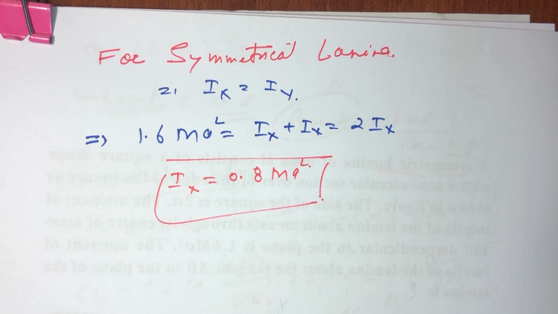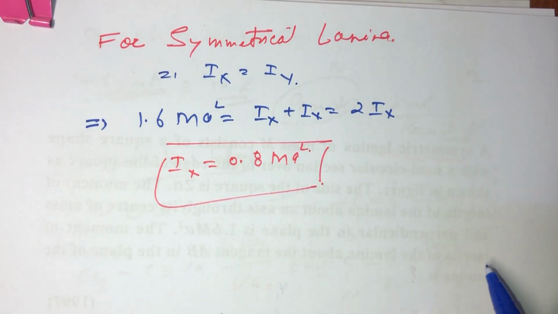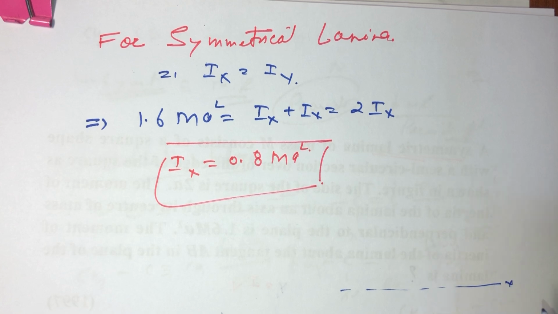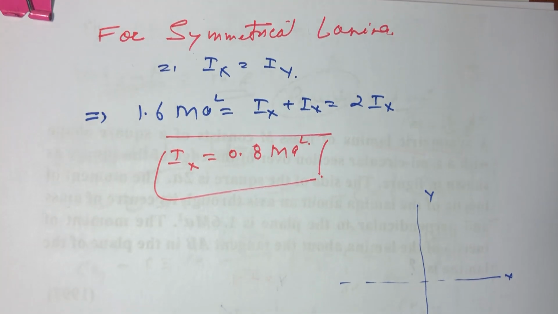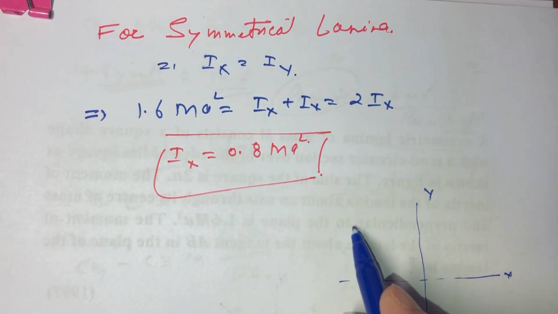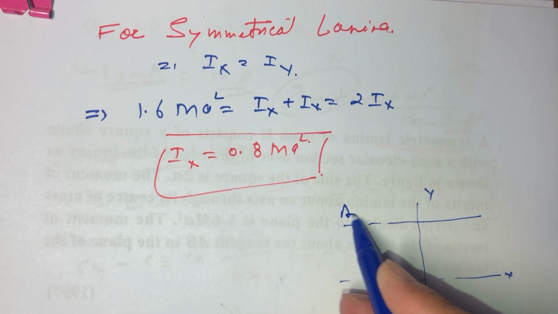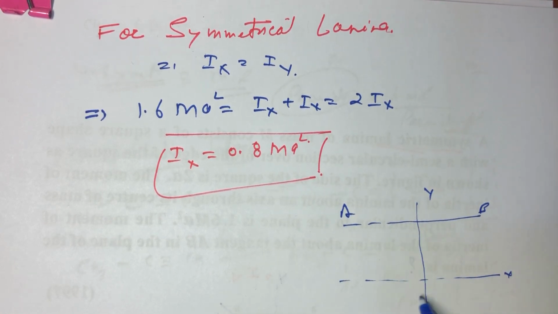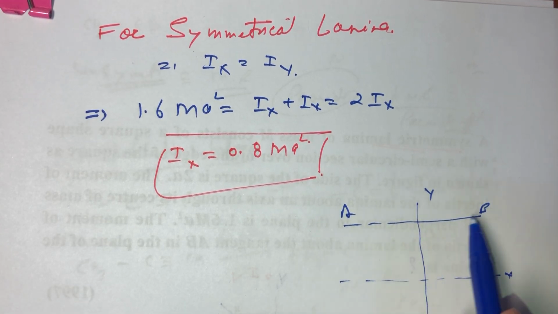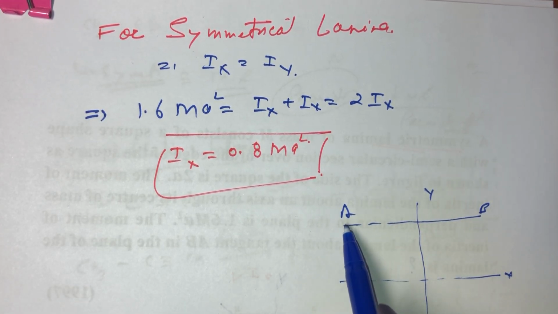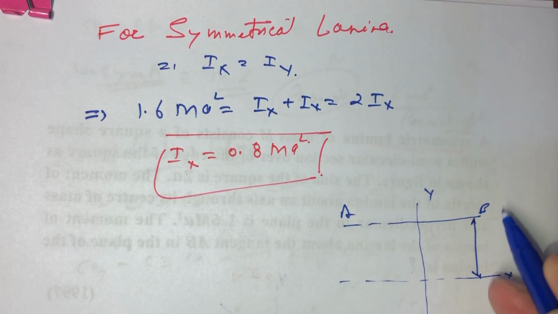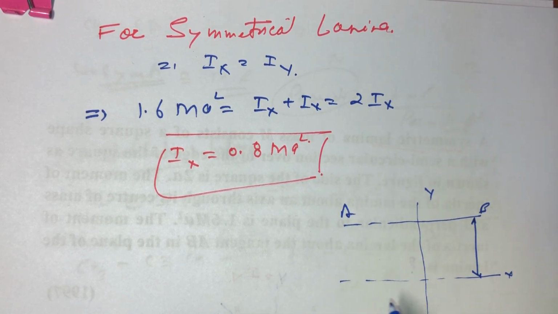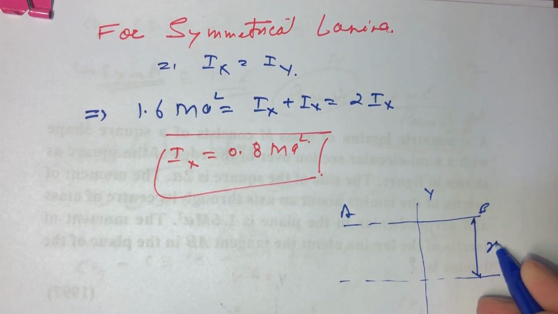Now we found out, let me draw, so this is our x-axis and this is our y-axis, and we have a tangent which is AB, and this tangent is parallel to x-axis. So now we are going to use theorem of parallel axis in order to find out the moment of inertia about AB, and let the distance between tangent AB and x-axis be x.